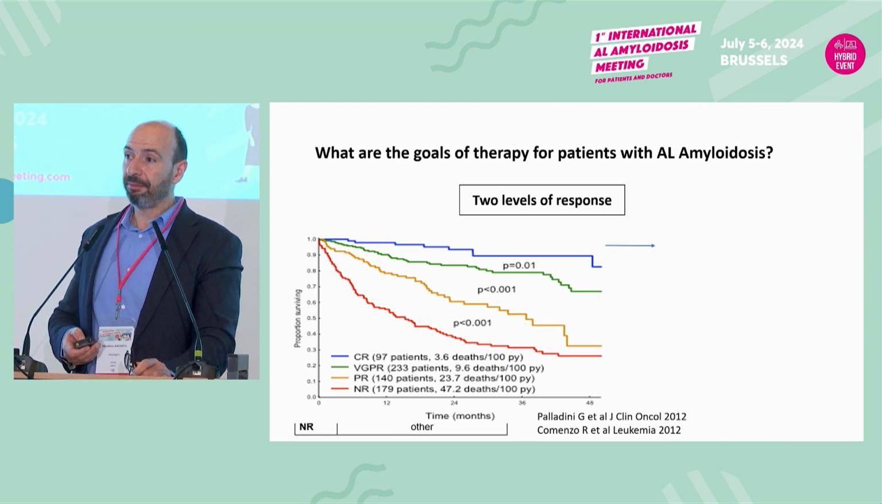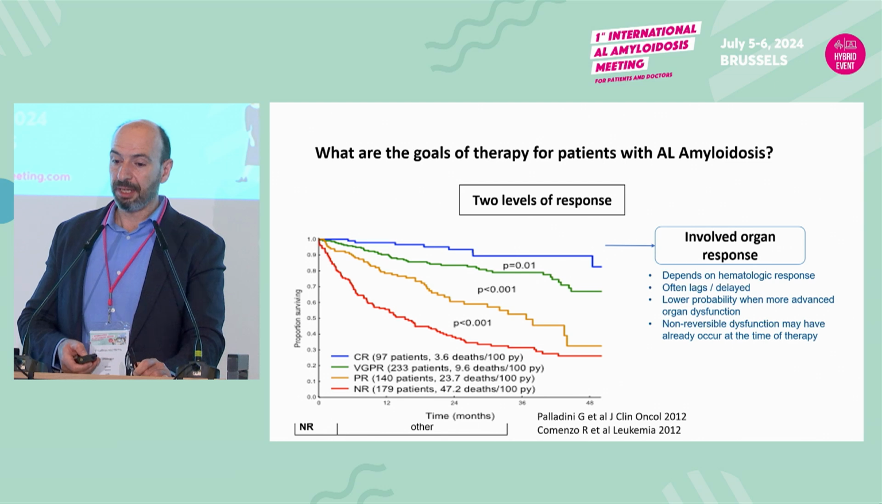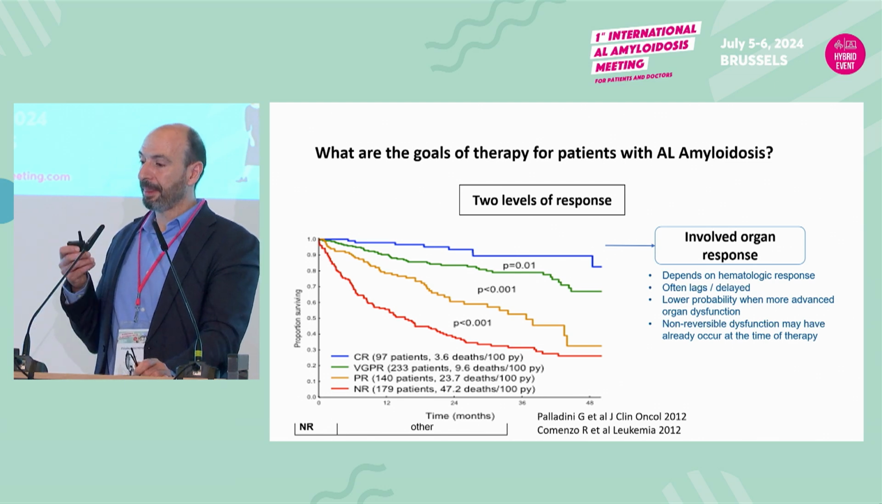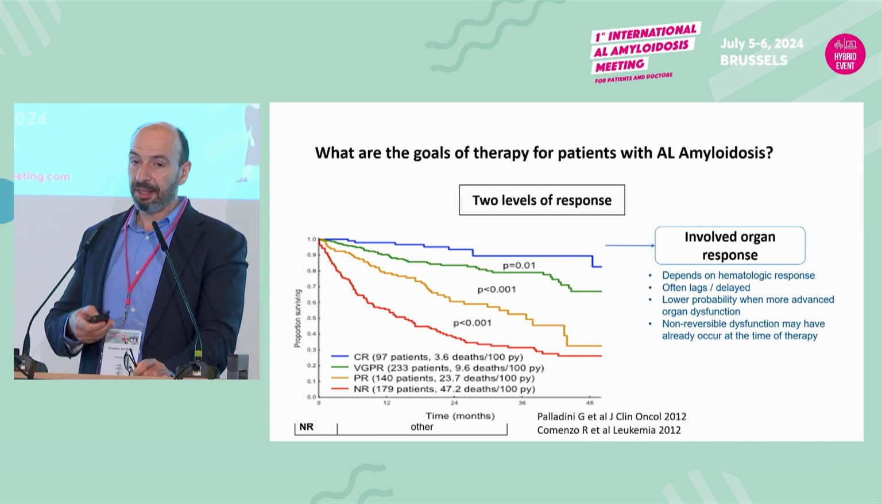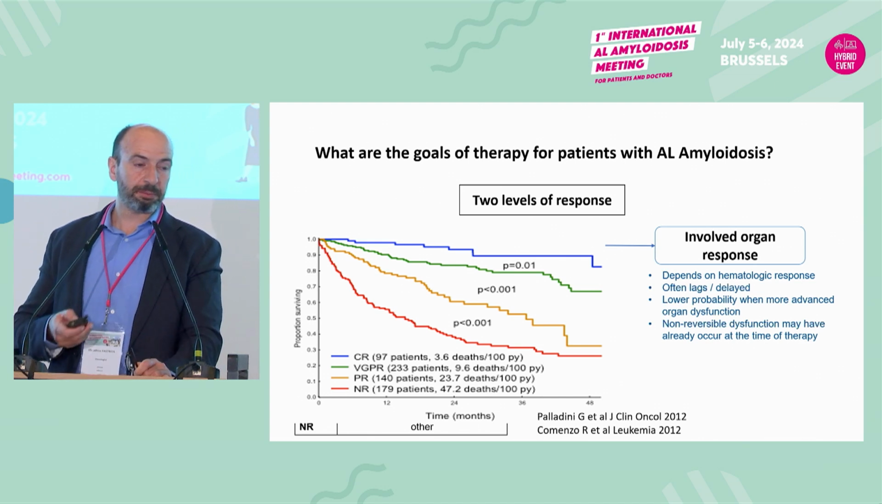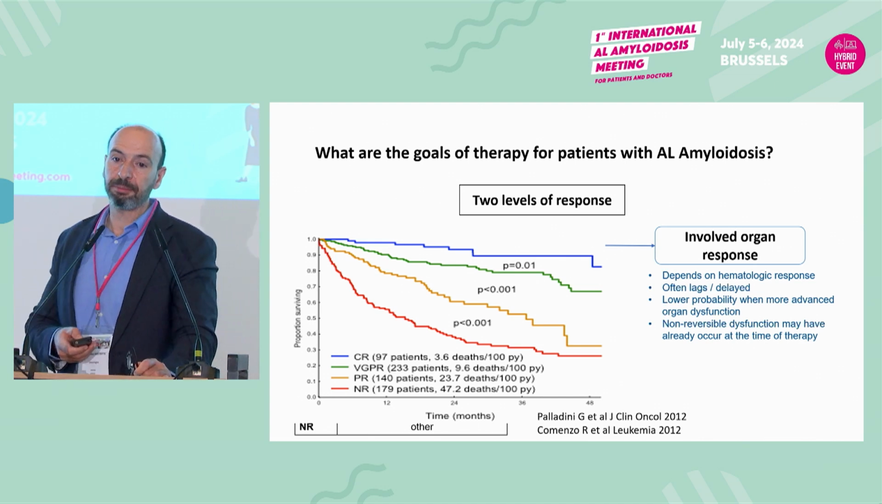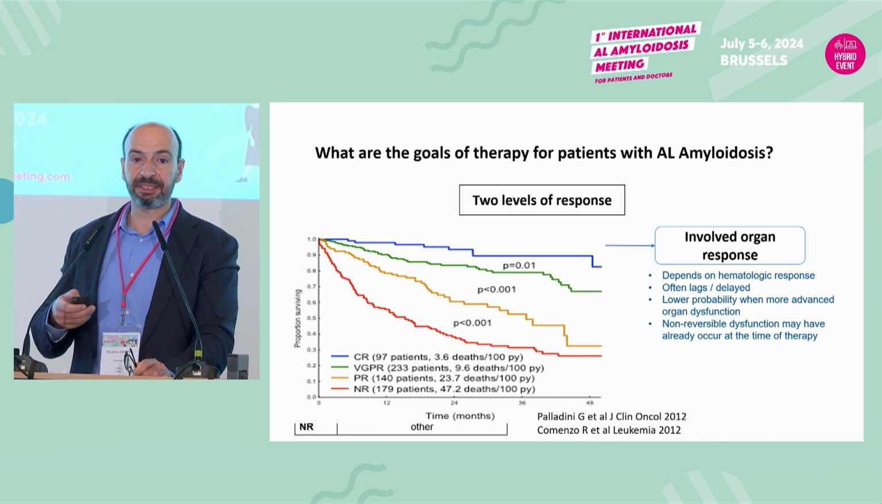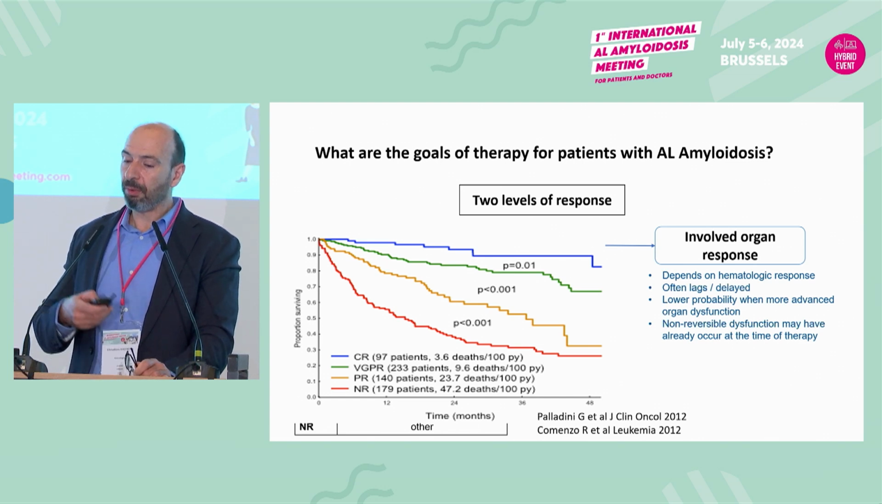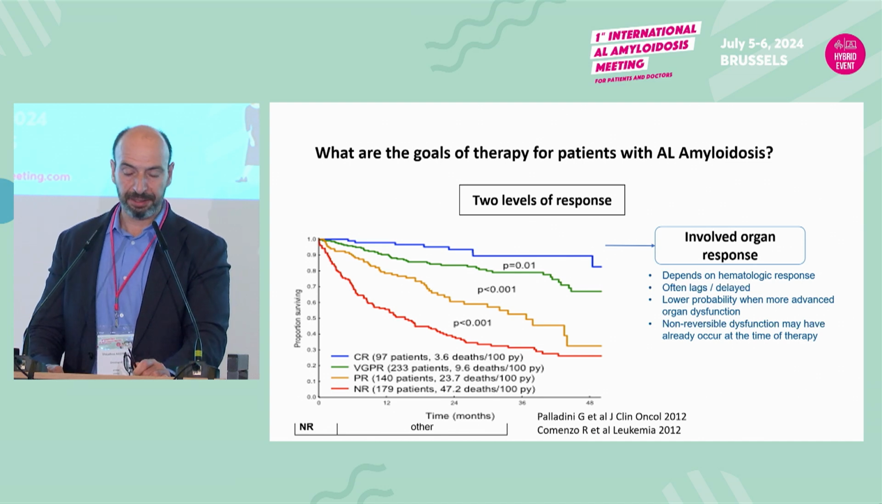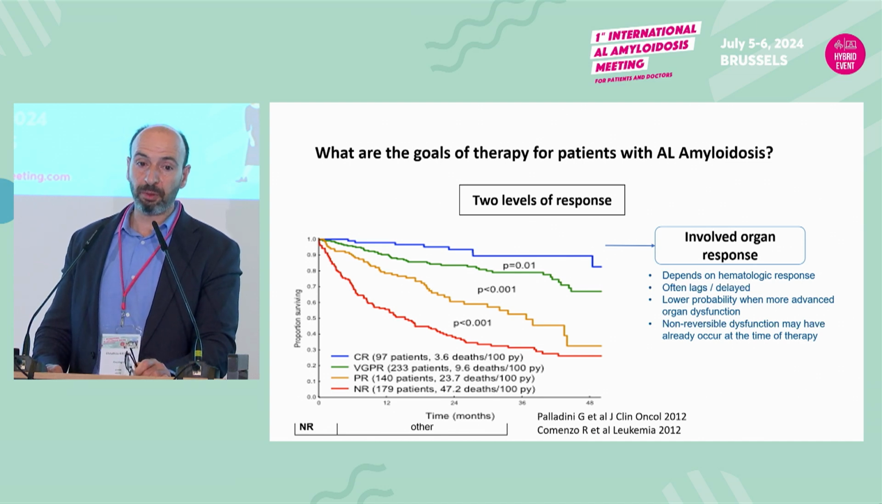And then the second level of response is organ response. We need a hematologic response in order to have an organ response. This is delayed. The organ responses usually lag behind hematologic responses by 3, 6, 9 months, 1 year, 2 years, or 3 years. So one has to be very cautious when evaluating the organ responses. But also we have to remember that in some patients, it's maybe too late.